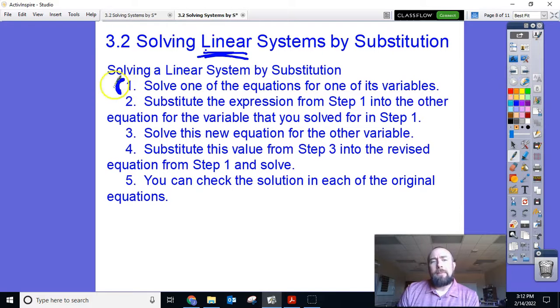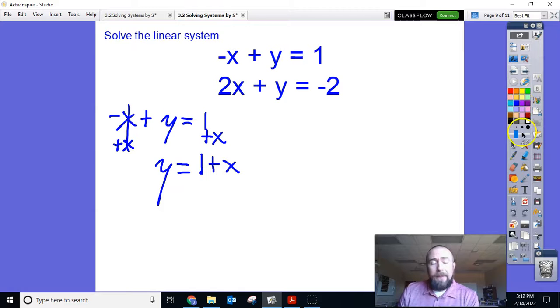So that's step number one. Step number two says substitute the expression from step one into the other equation for the variable that you solved for in step one. Now that sounds like a bunch of blah, blah, blah, right? But look at what you got on the right-hand side of this equation. You have this whole expression, as the rule stated, that is equal to y. That means it literally is the same thing as y.